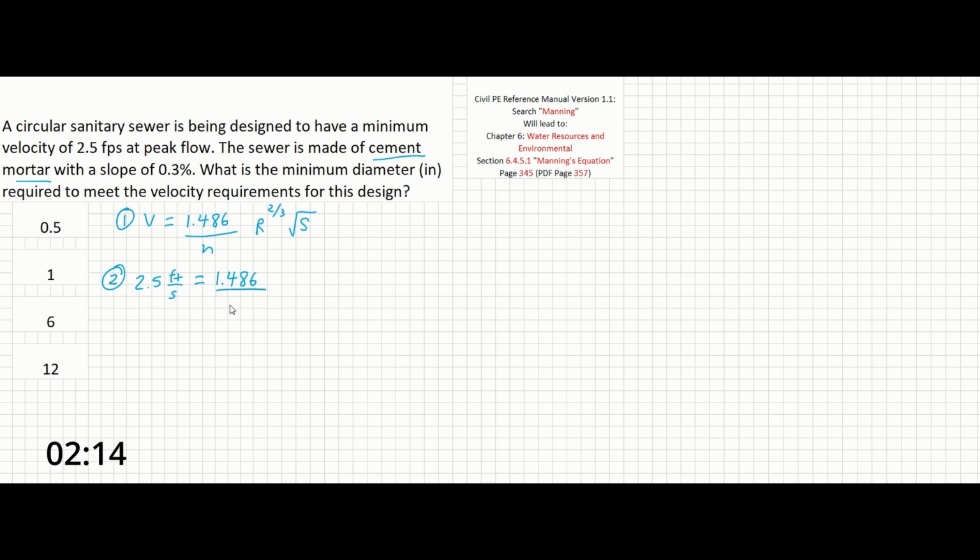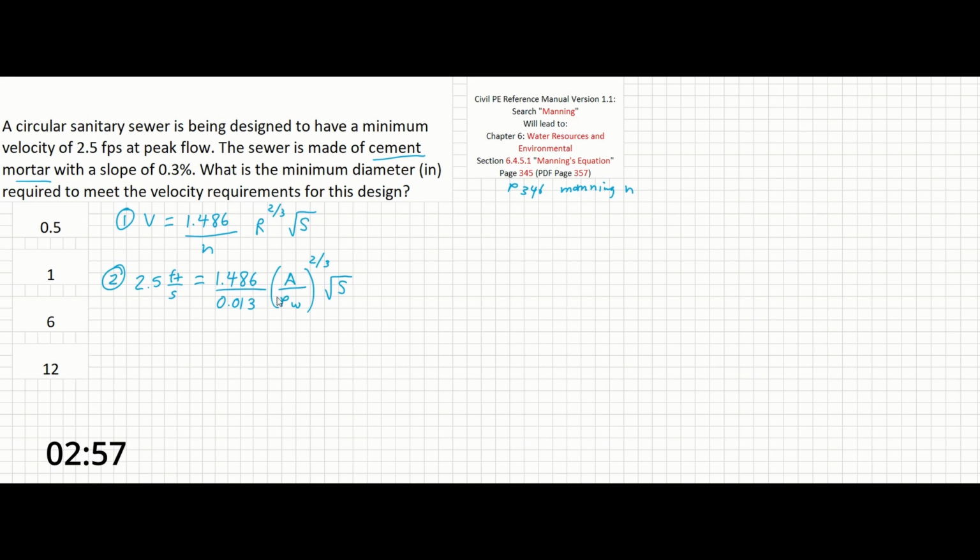1.486 over n. Now n we can look up in the reference manual on the next page, on page 346. And for cement mortar, we're going to have an n value of 0.013. Next, we can write out the expanded term of hydraulic radius, which is going to be the area over the wetted perimeter, raised to the 2/3, finally the square root of the slope.